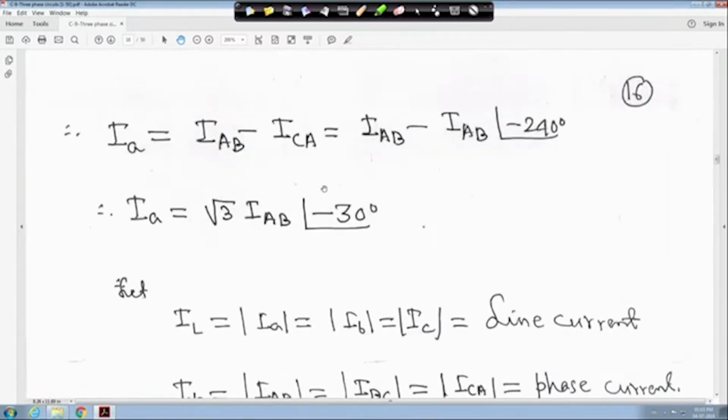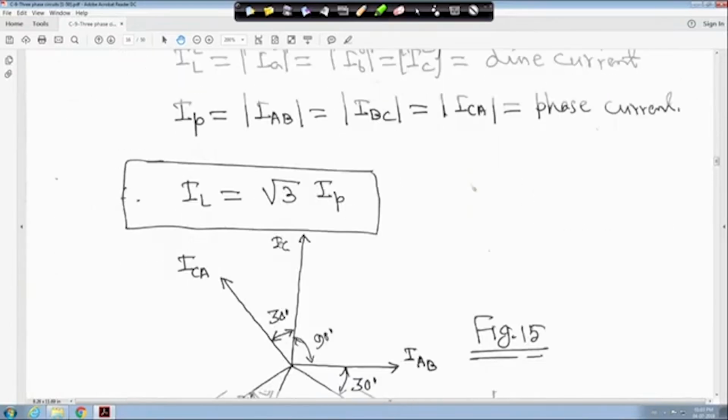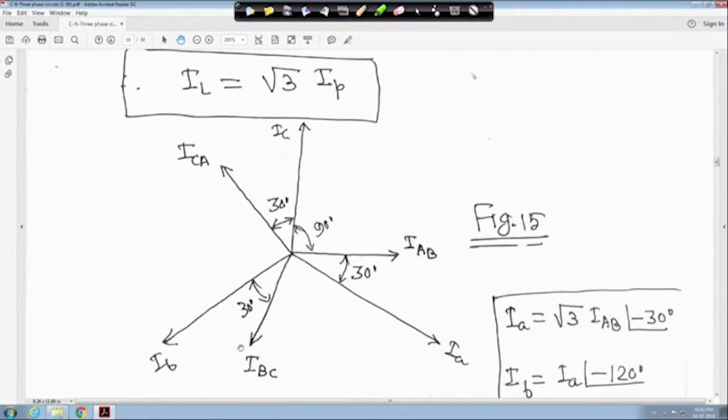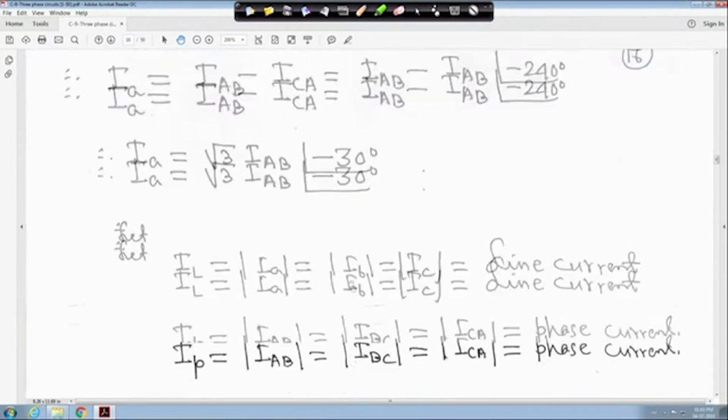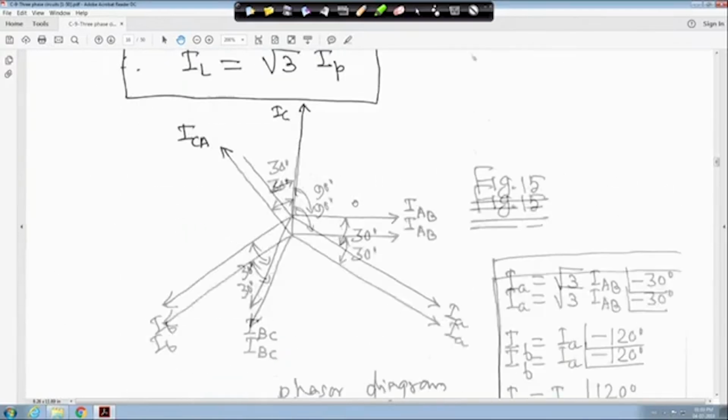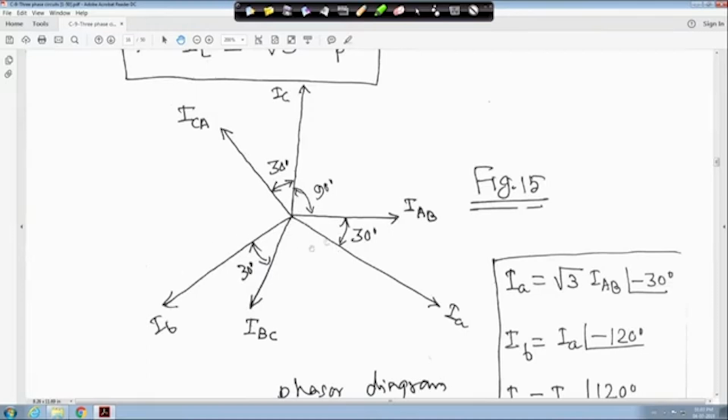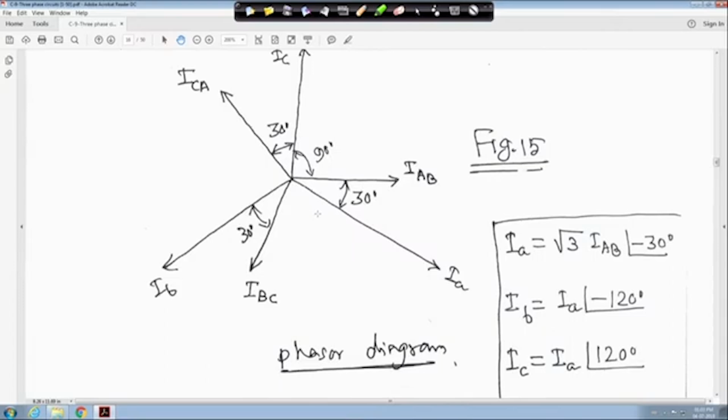So, just from one relationship you will get it, the rest are 120 degree apart, right. So, no need to do it, it is just balanced. So, you will see that it will be just 120 degree apart. If you draw the phasor diagram, this is my IAB, this is my IBC, this is my ICA, these are my phase currents, and IA is lagging from this phase current by 30 degree. That is why this is IA, 30 degree, then IB, then IC. Similarly, you draw the line currents 120 degree apart, and all these phase currents are also 120 degree apart, right. So, this is figure 15 and this is my phasor diagram, right.